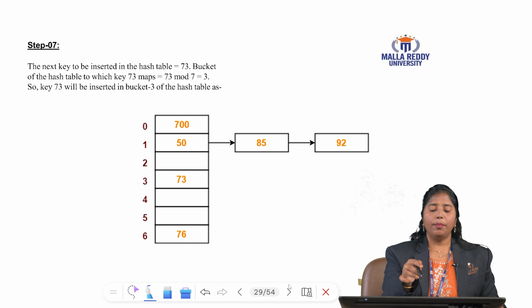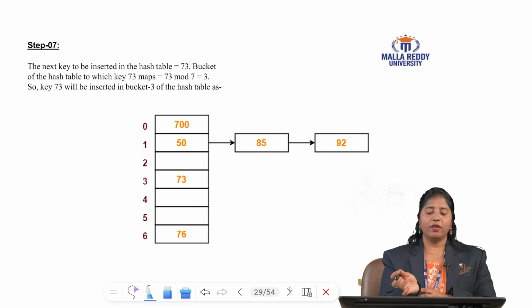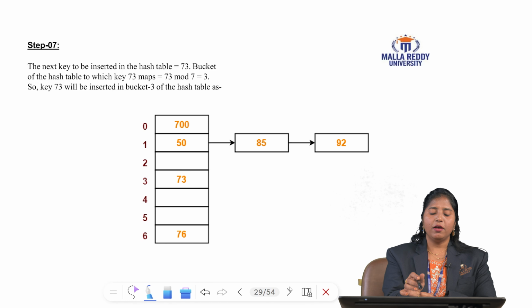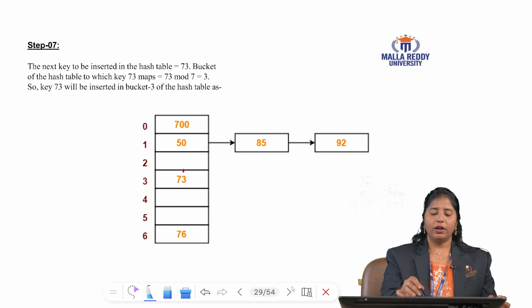Next element we have taken 73. So 73 mod 7 means we got the third place. The third bucket is empty, so that's why we store the 73 here.